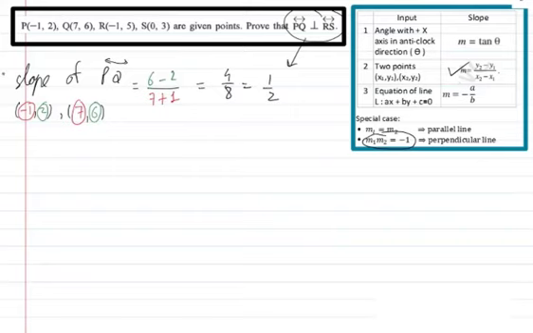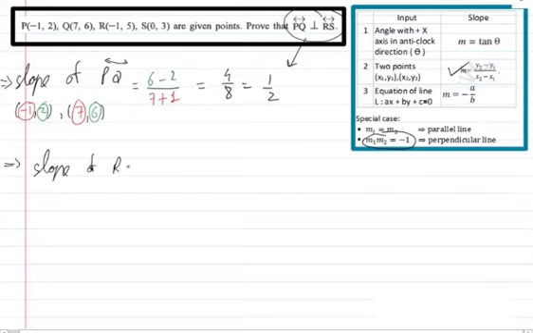Similarly, let's find the slope of the other line, RS, and the coordinates are (-1, 5) and (0, 3). For finding the slope, let's take the difference of y, 5 minus 3, upon the difference of x, -1 minus 0. So here we will get -2.